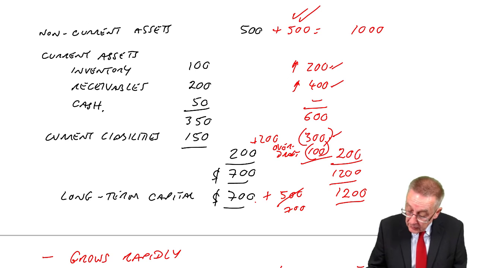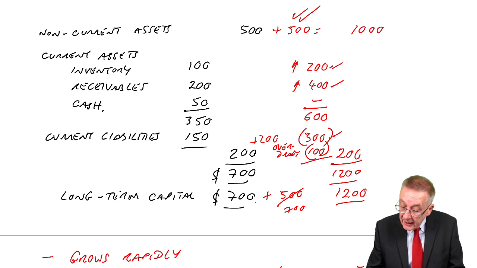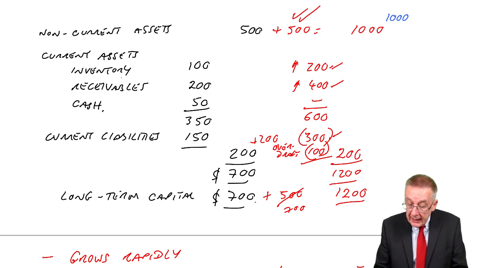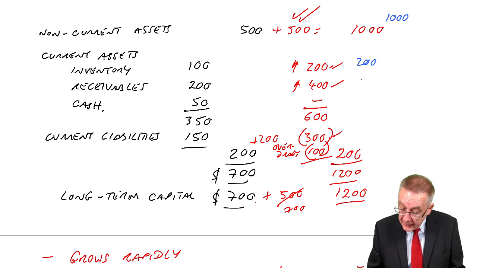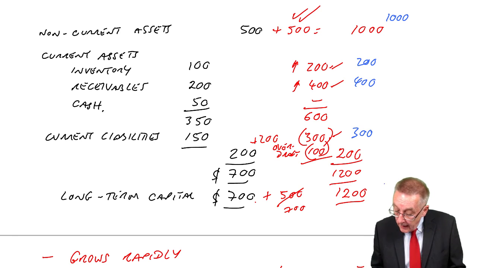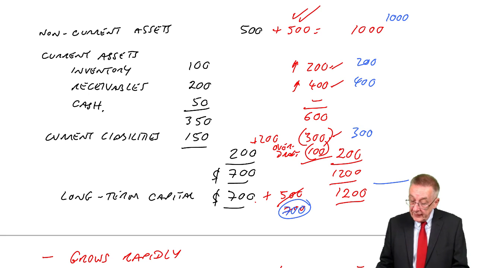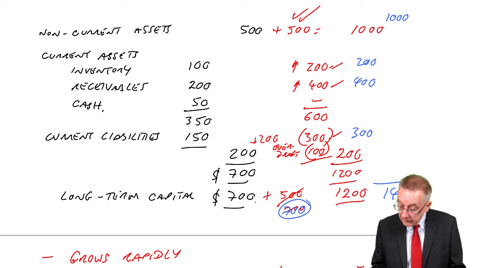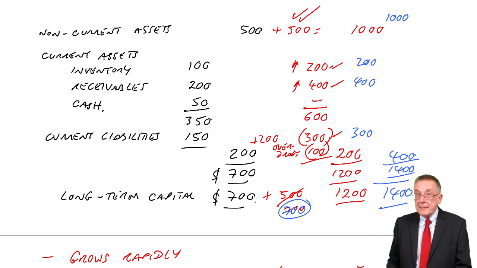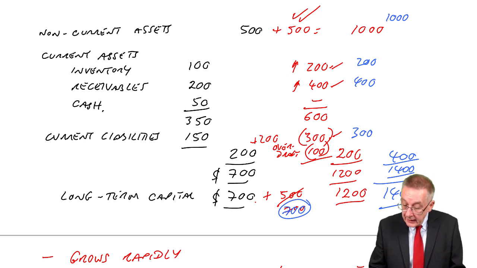Sorry, Al. Not confusing you, I'll write in blue. Non-current assets go up to 1,000. Inventory, if they're controlling it right, would simply double to 200. Receivables 400. Current liabilities 300. But if they'd raised 700 extra long-term finance, they'd now have 400 available for working capital. That's it. They could have doubled the cash.